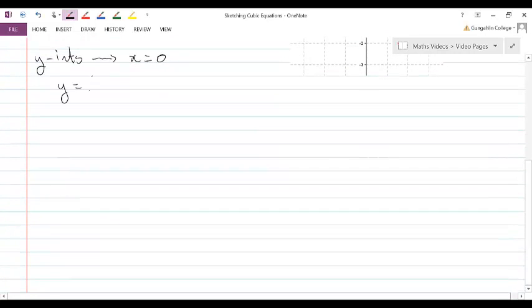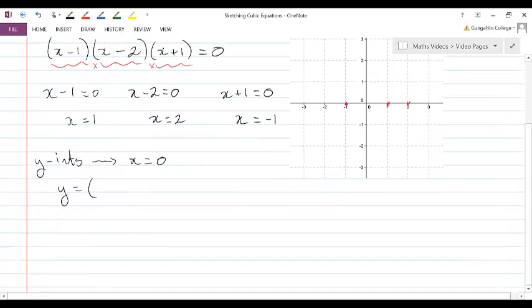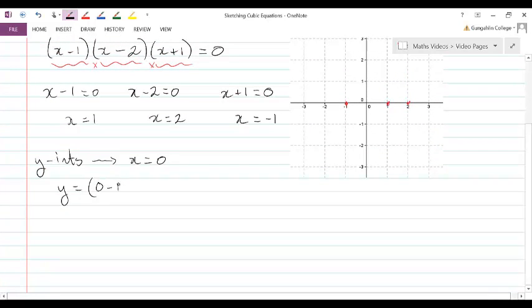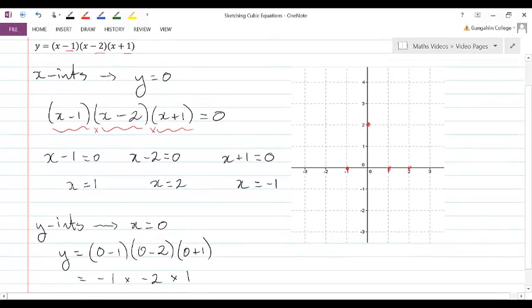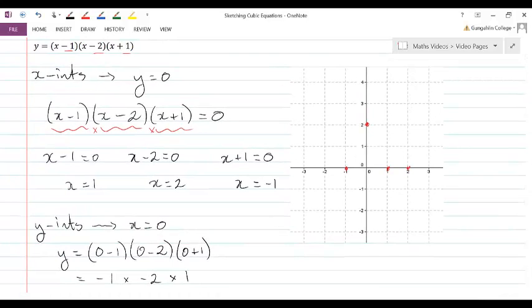So y equals 0 minus 1, 0 minus 2, 0 plus 1, minus 1 times minus 2 times 1, as before, equal to 2. So this is going to be our y-intercept. Now, we need to get a neat smooth curve through these 4 points.